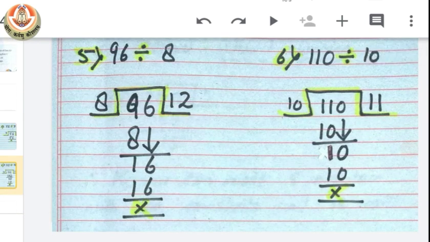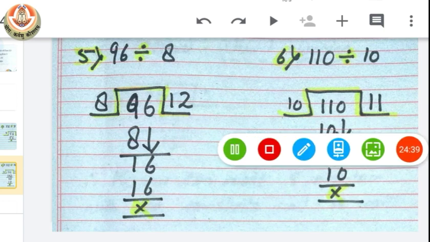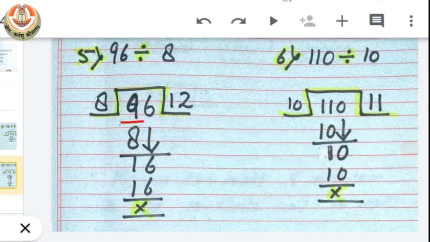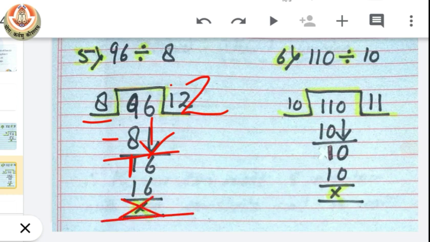And the last two. 96 divided by 8. First we take only one digit, which is 9. 8 into 1 gives 8. When we subtract 8 from 9, we have 1. Now we take our next digit, and it becomes 16. We know that 8 into 2 equals 16, and we have nothing in remainder. So our answer is 12.